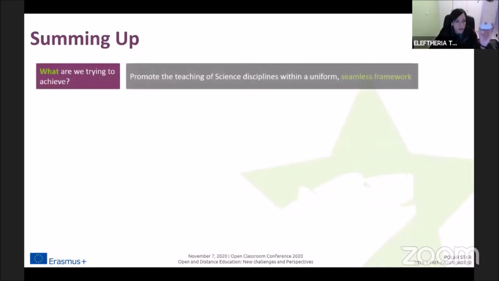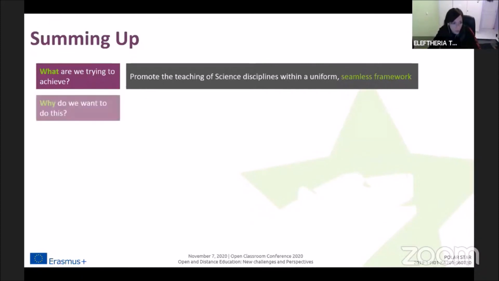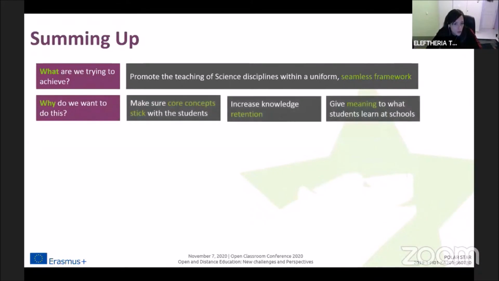So what are we trying to achieve? We want to promote the teaching of science disciplines in a more interdisciplinary way, so we want to offer a seamless framework. Why do we want to do this? Because we want to help the students increase their knowledge retention. We want to make sure that they understand which are the fundamental concepts they need to focus on, which are secondary ones, and because we want to give meaning to what students learn.